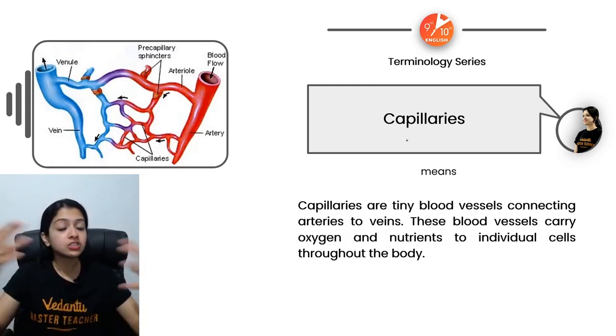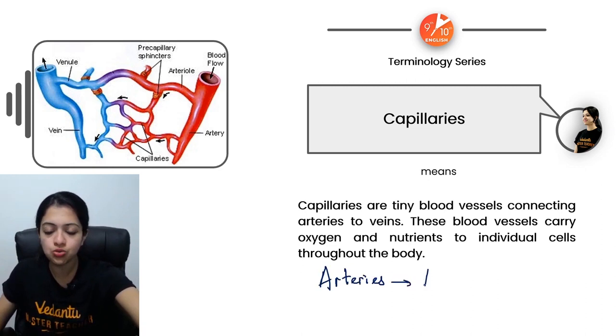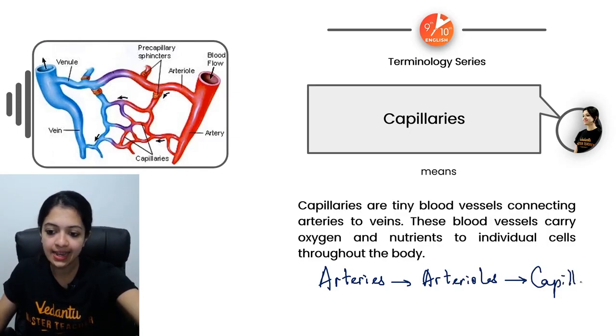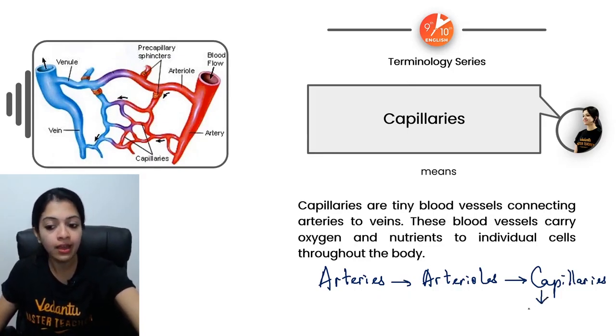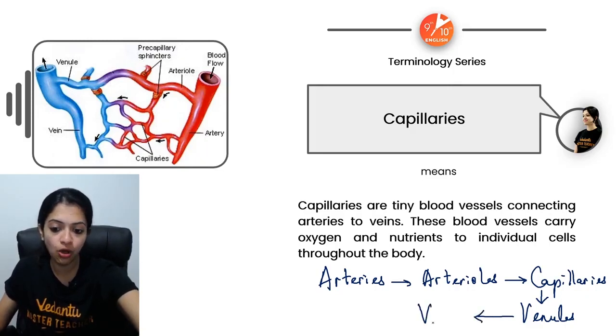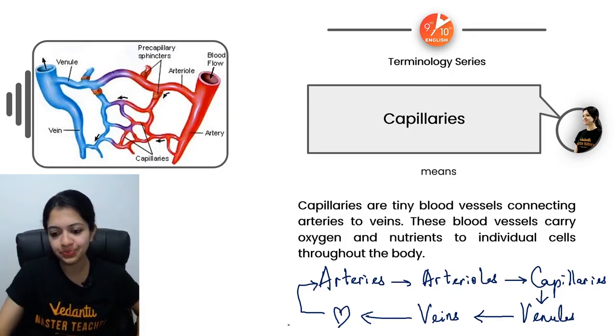So arteries branch out into arterioles. I'll just write that down here for you. Arteries branch out into arterioles, and arterioles branch out to form capillaries. Capillaries supply all that oxygenated blood to the cells and tissues. And what do they do next? They collect the deoxygenated blood from all the cells and tissues and merge together to form venules. Venules further merge together to form veins. And veins would supply the deoxygenated blood to the heart. And arteries arise from the heart. This is how the cycle goes, right?